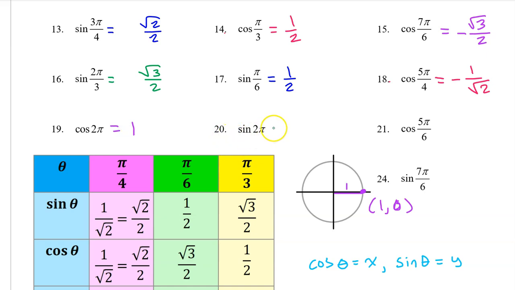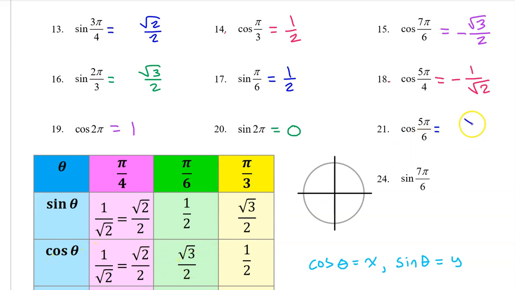For number 20, we are still at 2 pi, but sine is the y value, so the sine of 2 pi will be 0. The cosine of 5 pi over 6 will be the same as the cosine of pi over 6, which is radical 3 over 2. Except it might be negative depending on the quadrant.